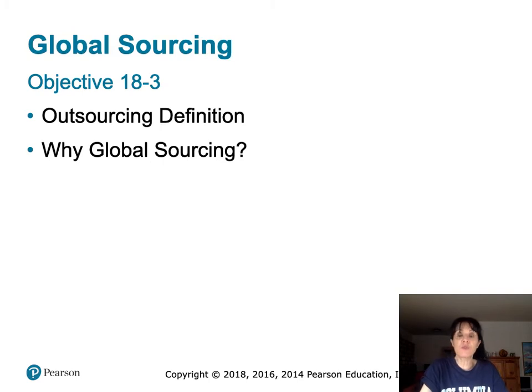Another reason might be to establish a presence in the foreign market or to satisfy offset requirements, to react to competitors or to compete with competitors' offshore sourcing practices.